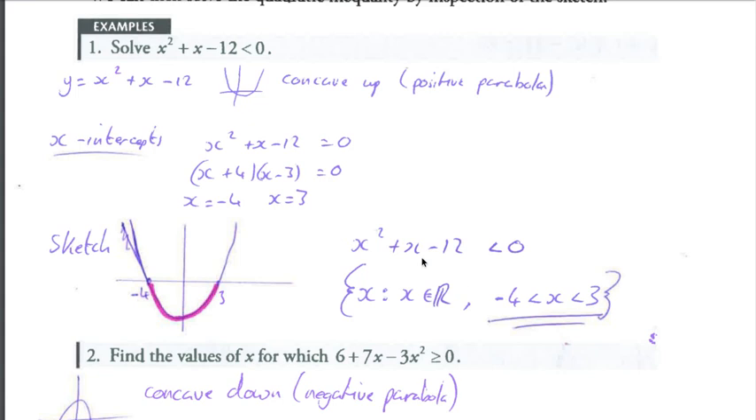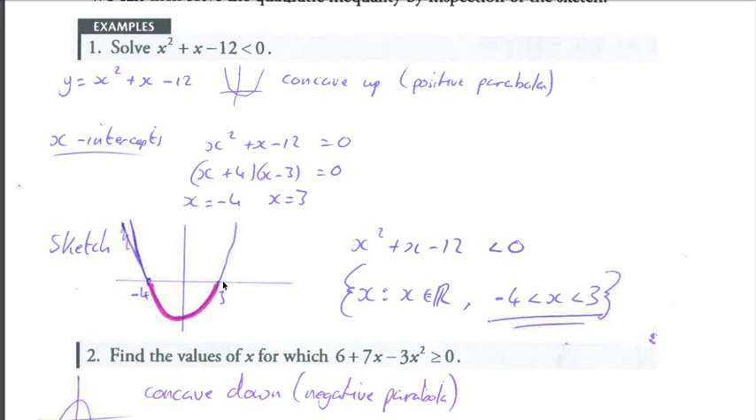So we are solving x squared plus x minus 12 is less than 0. So we are looking at when this curve has a negative value. It has negative values for any x value between -4 and 3. If we look at x equals -2, the curve has a negative value. It's below the x-axis. We look at x equals -3, the curve has a negative value because, again, it's below the x-axis. If we look at x equals 5, the curve has a positive value.